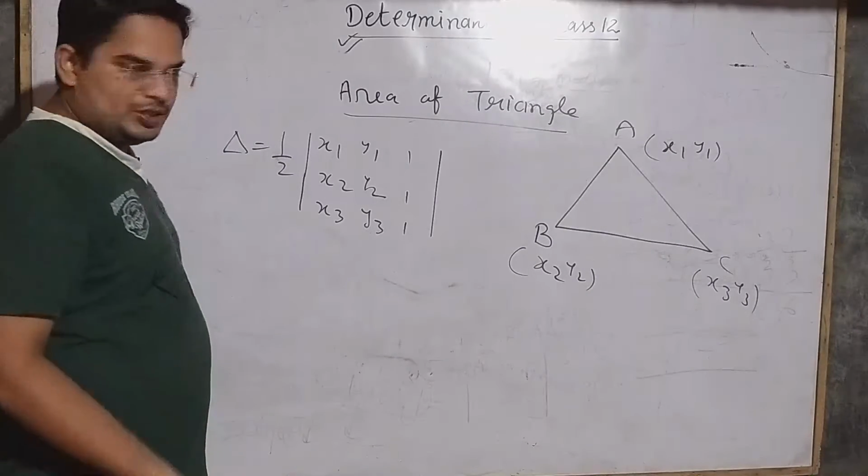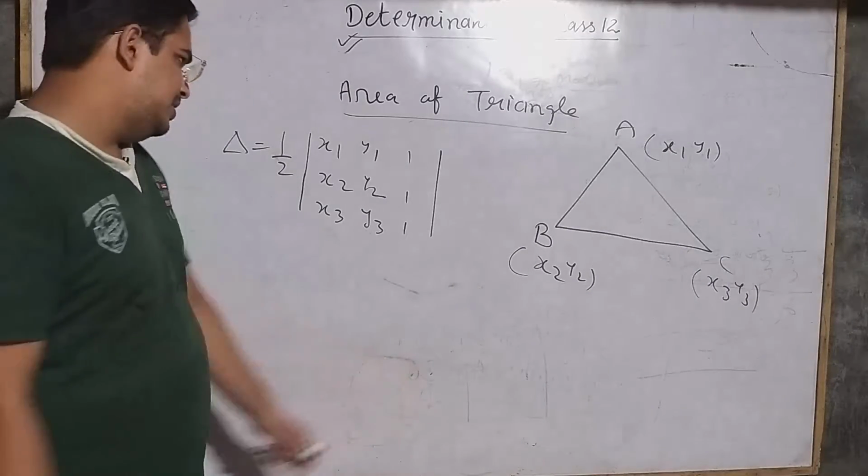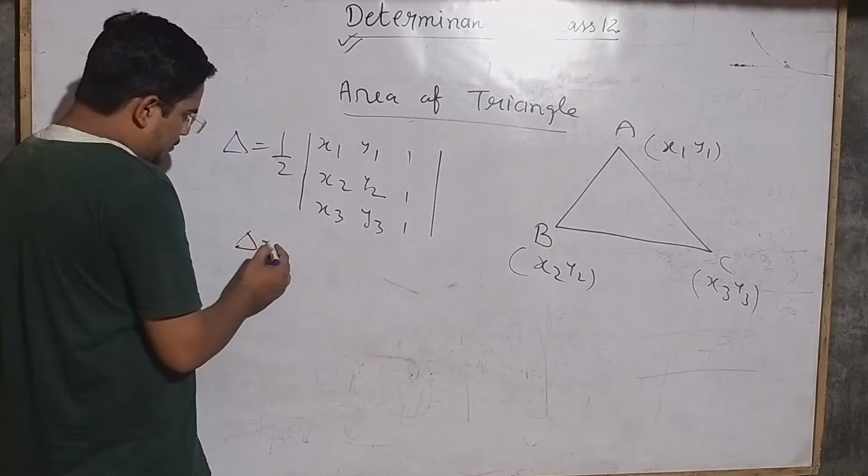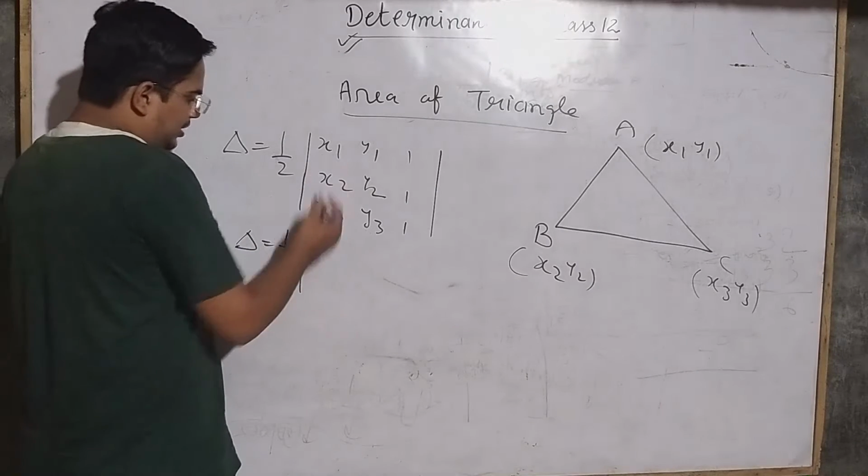So let me tell you how to expand. Would you like to know how to expand? Okay, I can explain to you. Look at this, delta is equal to 1 by 2 as it is. Look at this, this is x1.